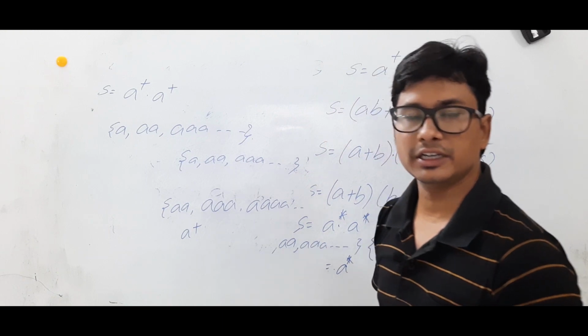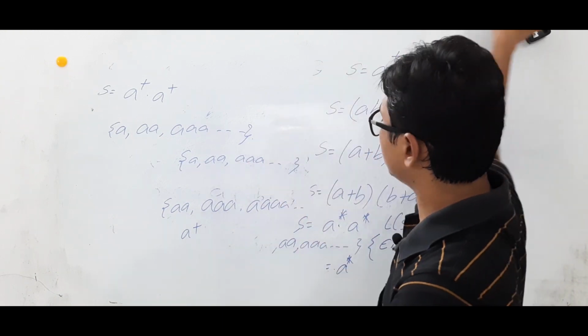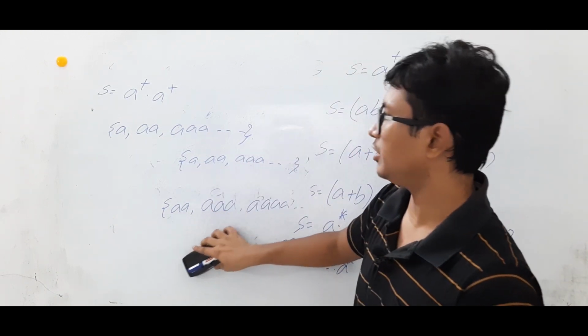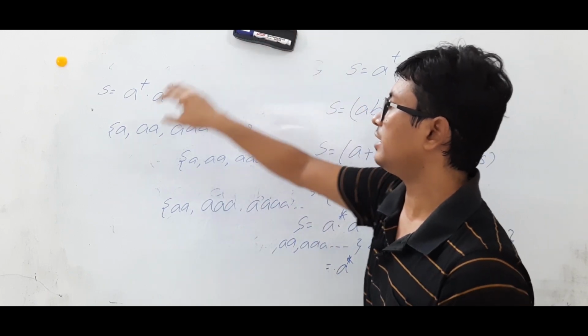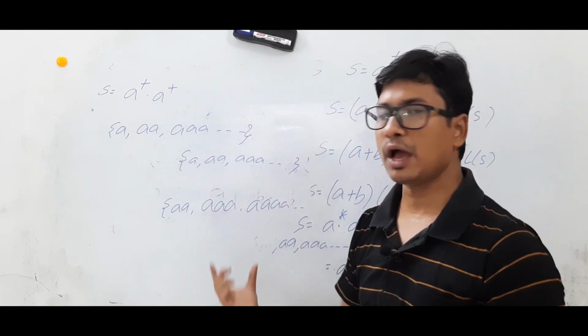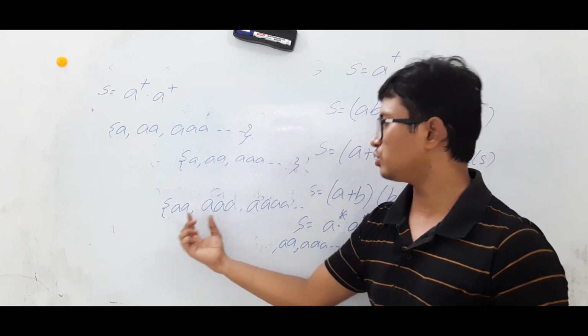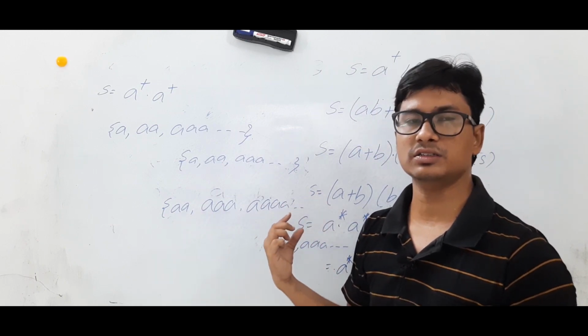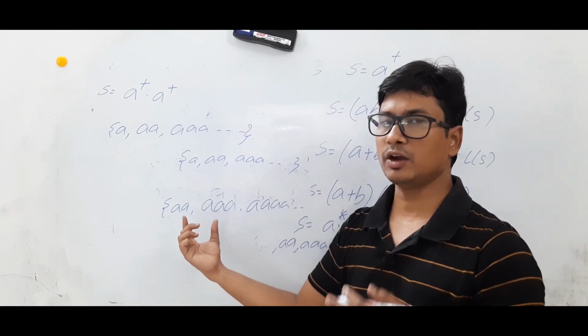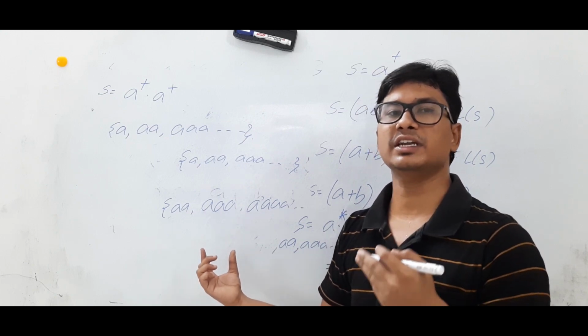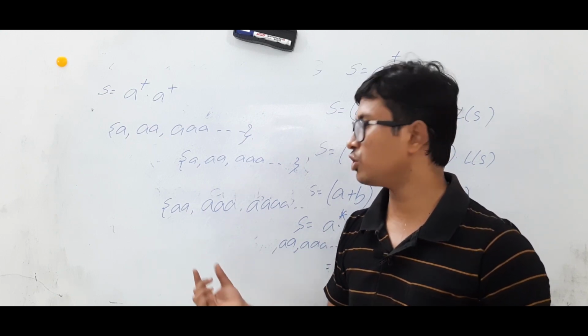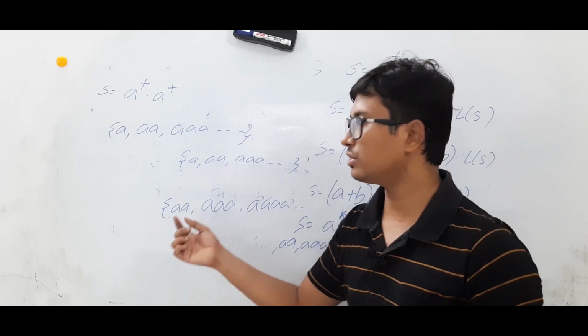No, it is not A plus. Why? It does not consist of length 1. If you see that, you will not be able to find a string whose length is 1. So you will have the strings whose length is 2, length is 3, and so on. All these things will be there up to infinity. So I cannot say that it will generate A plus. It is not possible because it does not consist of length 1.